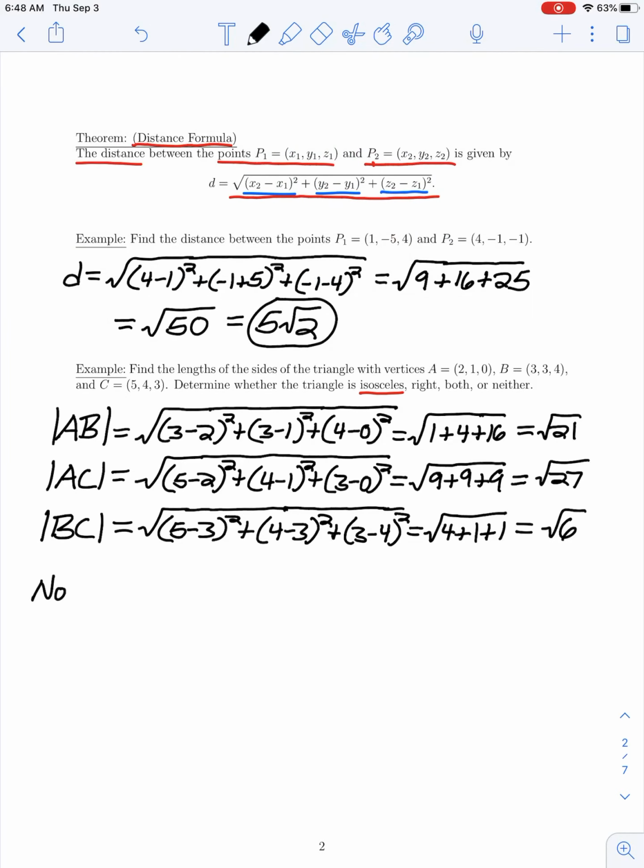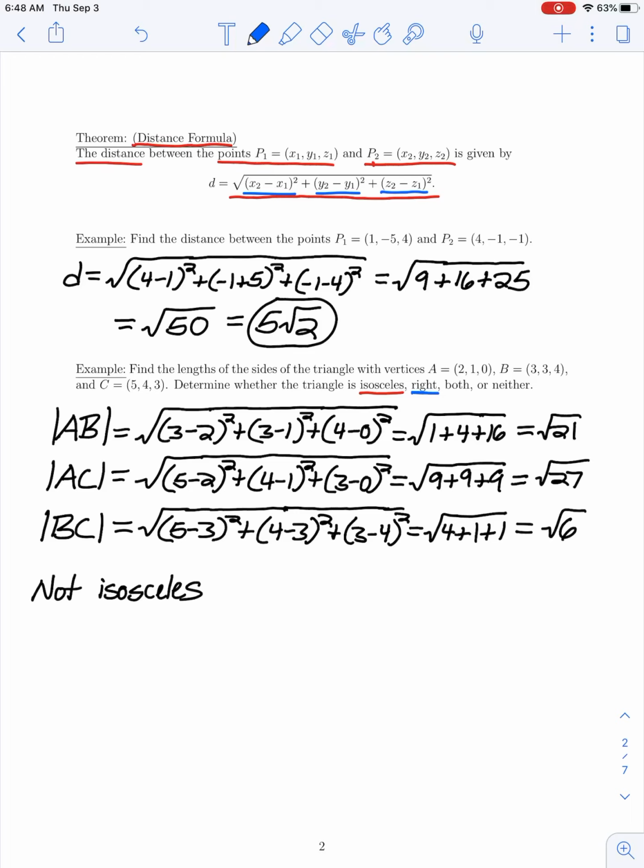So let's start by saying this is not isosceles. Now the next question is whether this is a right triangle. So how can we determine if a triangle is a right triangle? Well, any right triangle has to satisfy the Pythagorean theorem. So that is the sum of the squares of the lengths of our 2 shorter sides of the triangle must equal the square of the length of our hypotenuse.